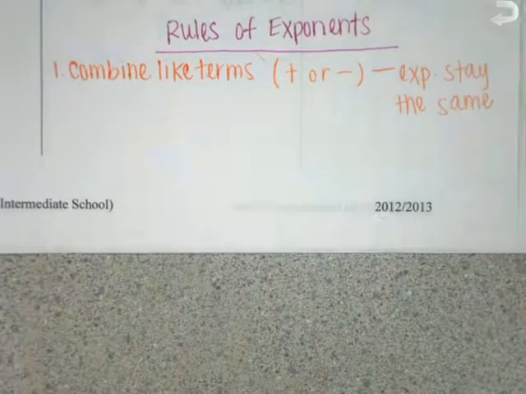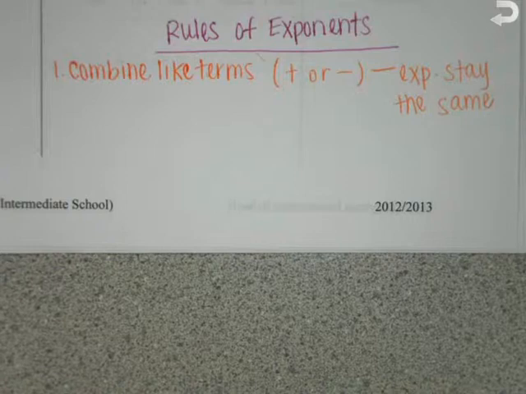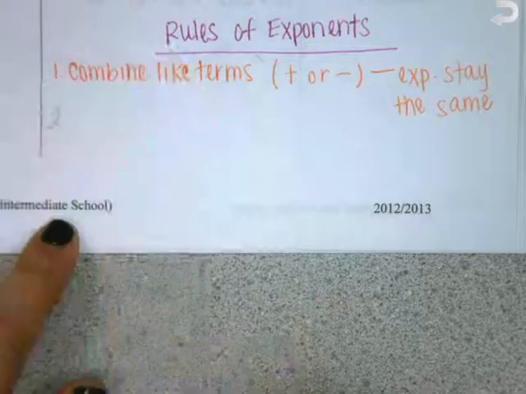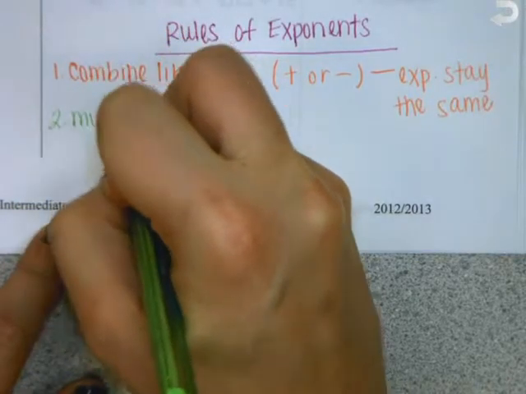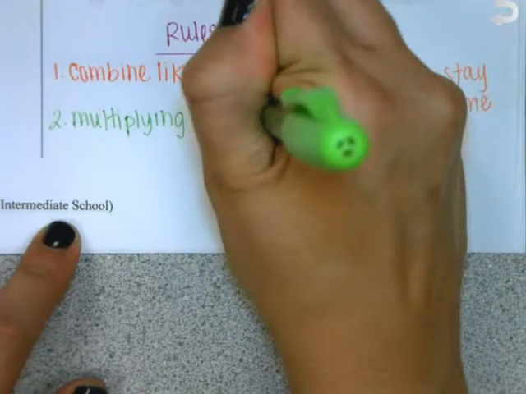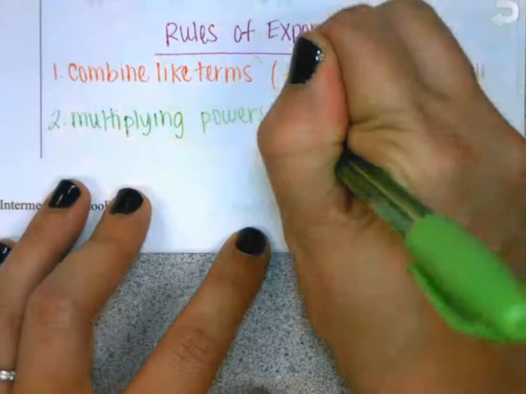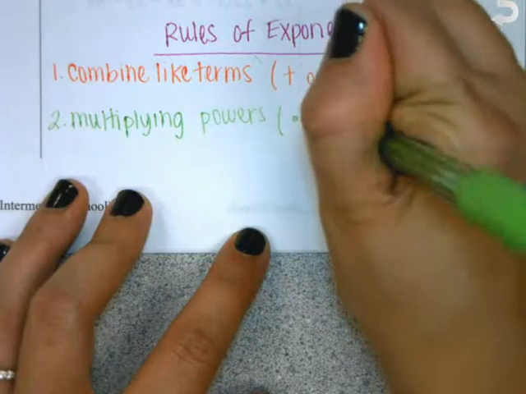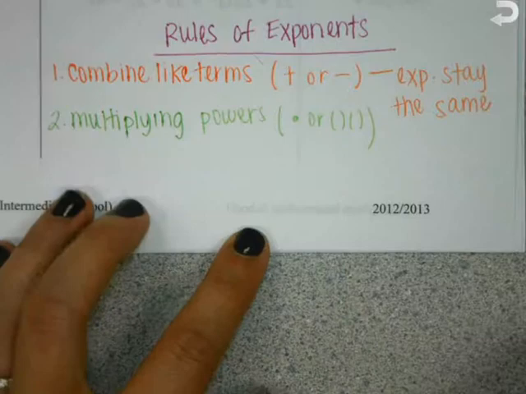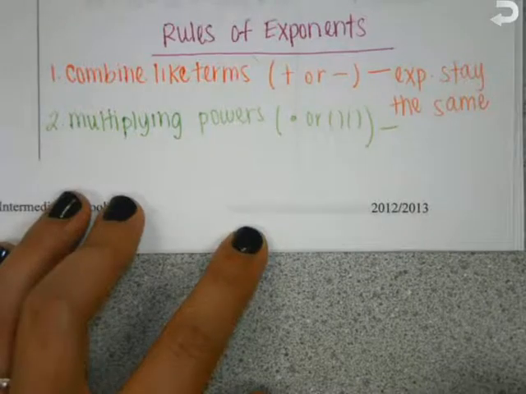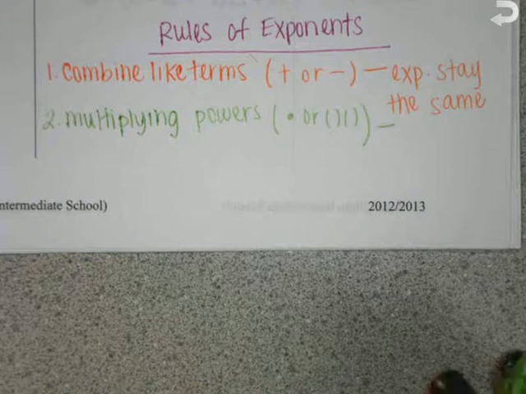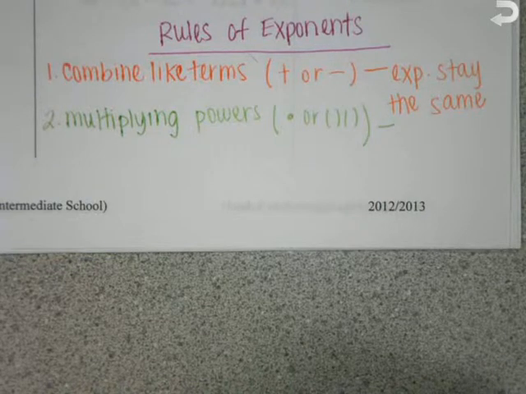The next thing we learned was multiplying powers. Multiplying powers meant there was a dot in between or parentheses times parentheses, right? Something that looks like either that or that. What do we do with the exponents there? If I'm multiplying powers, what do I do with the exponents? Add them. So we add exponents. This little cheat sheet might come in handy on a quiz or something.